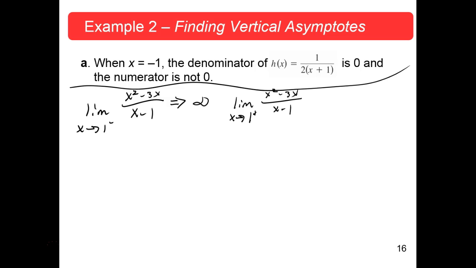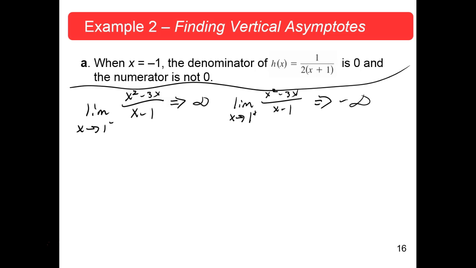Now on this side, where you're approaching from the right-hand side, same numerator, so that's still going to be a negative 2. But this now is something greater than 1. So something greater than 1 minus 1 is going to be positive. So this will be -2 over something that's slightly positive. That's going to -1. So this would be approaching negative infinity. Okay?